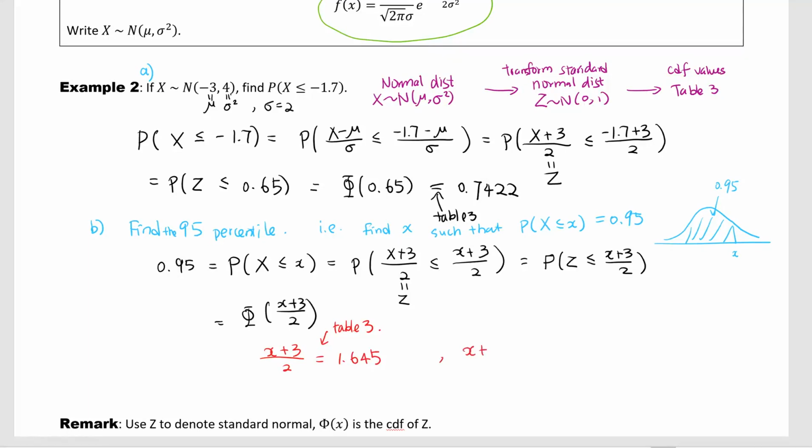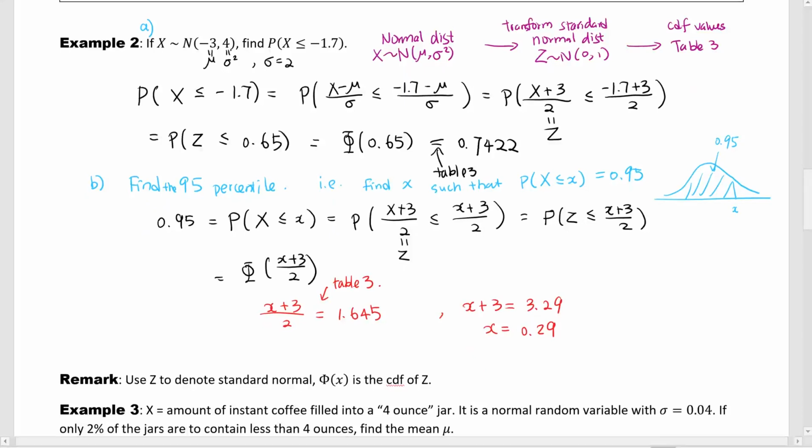We multiply by 2 on both sides. When we multiply by 2, we get what? 1.645 times 2. You can also plug this in your calculator. I get 3.29. Then x is 3.29 minus 3, which is 0.29. See, we have found the x. So this is the 95th percentile. All right. So we have done 2 directions of this problem, right? Given the probability, find the x value, or given the x value, find the probability.